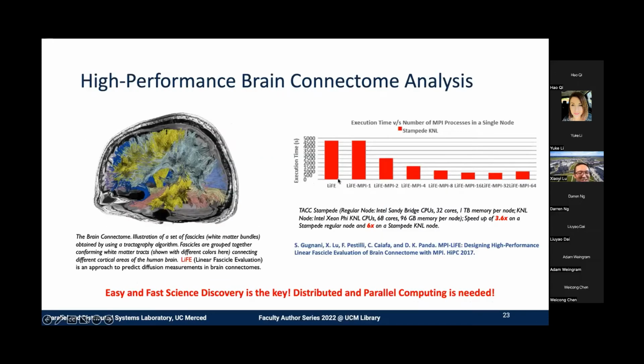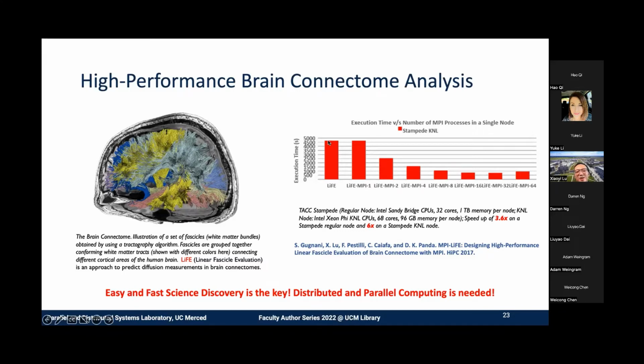Another example is also similar to fMRI data analysis, but it is another problem. We are trying to analyze brain connectome problems. We did this work multiple years back, and the paper was published in 2017. They have a tool called LiFE. Basically, they use a linear fascicle evaluation method to analyze brain connectome activities in your brain. Actually, this brain is my collaborator's brain. He did the fMRI scan of his own brain and then wrote this paper.